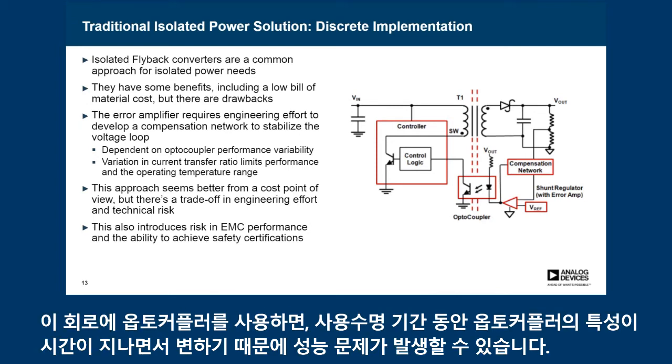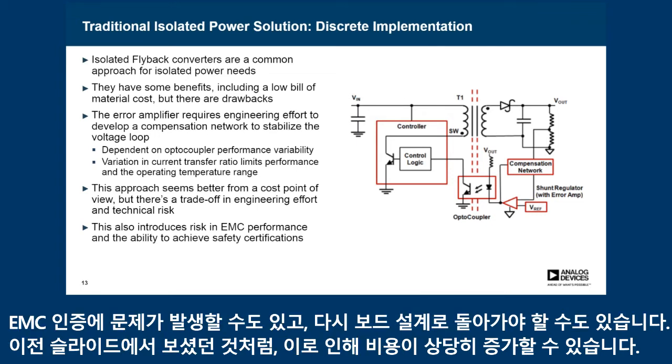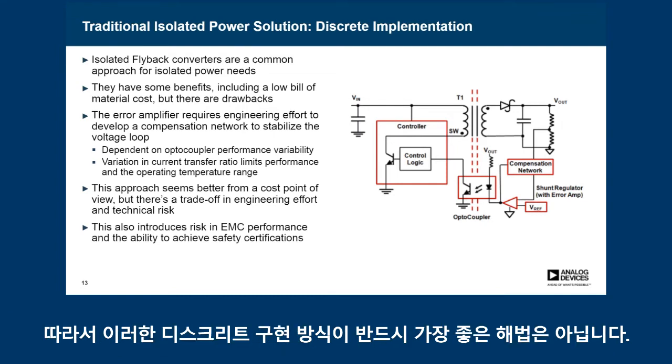Using optocouplers in the circuit here causes performance problems over time because the optocoupler characteristics change versus time over the lifetime of usage. So while it looks like a good choice from just a raw bill of materials point of view, it definitely adds a lot more engineering time. It adds a lot more risk. You could have problems in your EMC certification and have to go back to the drawing board, and as we saw in the previous slide, that can get quite expensive. So overall, looking at a very discrete implementation like this is not necessarily the best answer.